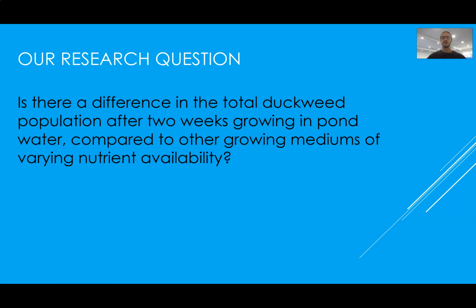So our research question for our experiment was this: is there a difference in the total duckweed population after 2 weeks growing in pond water compared to other growing mediums of varying nutrient availability? So every good research question has the variables identifiable. So a dependent variable, what are we measuring? Well, we're looking at the duckweed population. The independent variable, what are we changing? That's the water type.